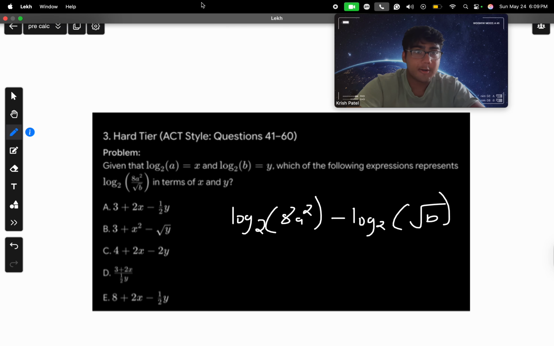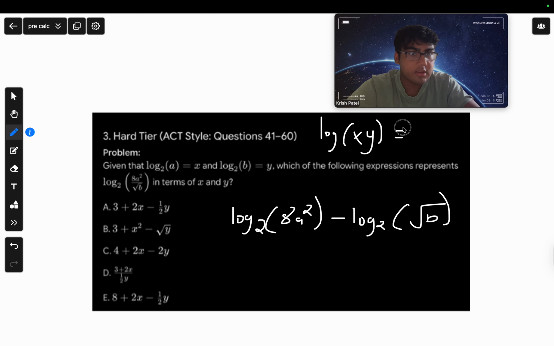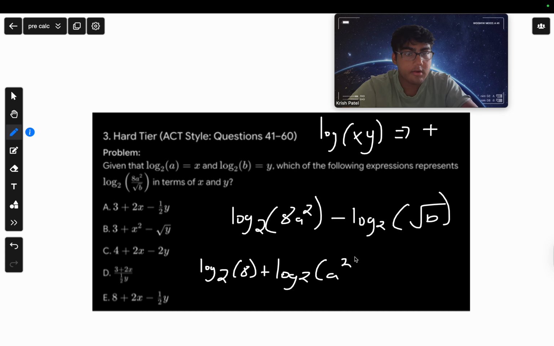Remember the slide I showed you earlier, where if you have log of xy, you can add the logs. So this is kind of the same situation. I can just do log 8 plus log 2a squared minus log square root b. Now this log 8 is just going to be 3. So that just completely eliminates that one.